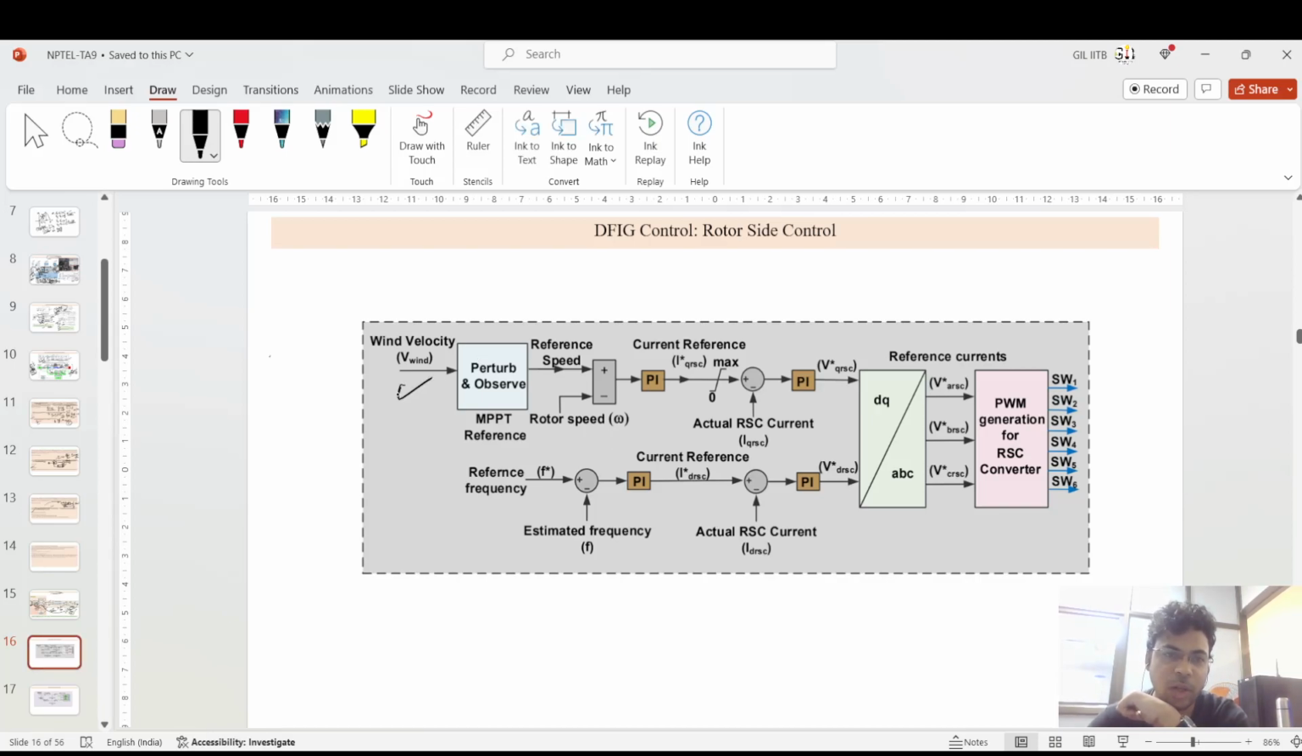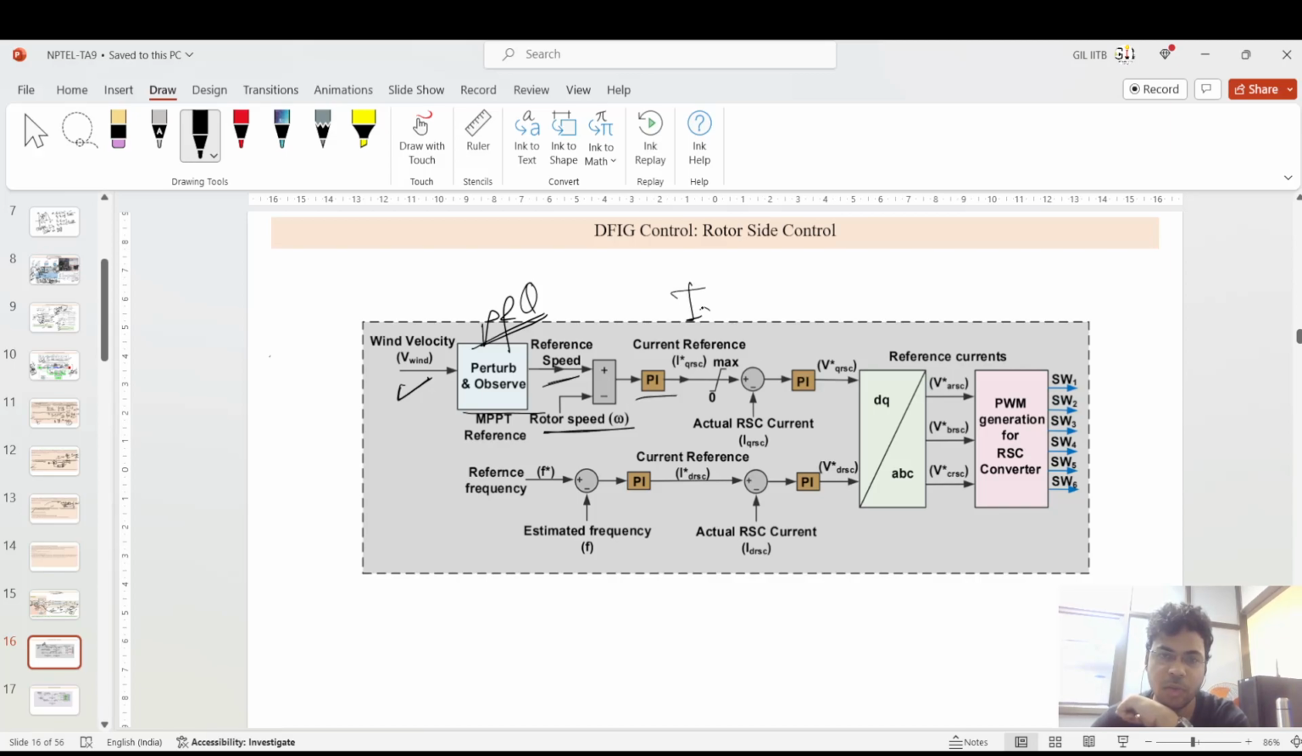Coming to the two-side control, that is the rotor side control and the grid side control. If you see, the wind velocity is fed using this MPPT reference, the P&O method which I have told you. The same concept is used for generating this reference speed.